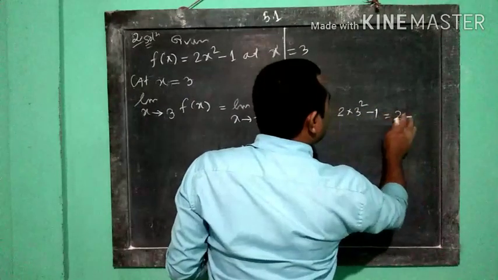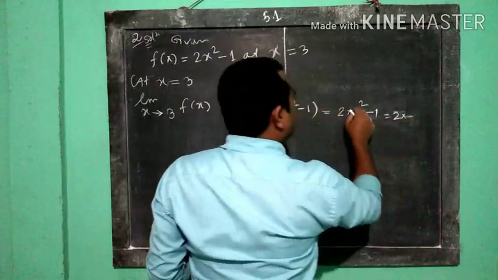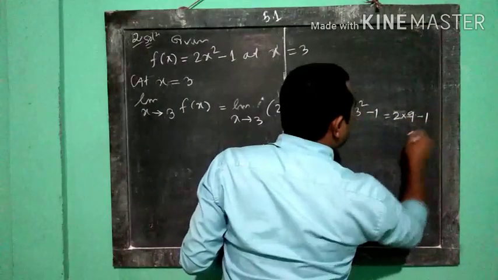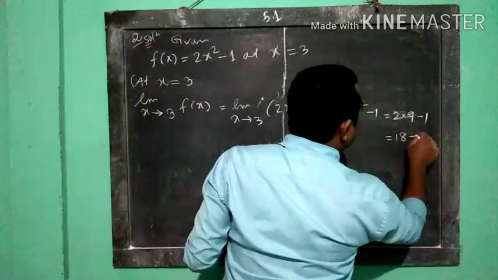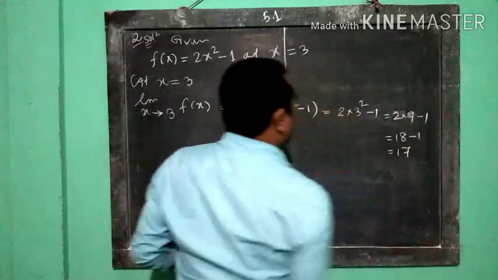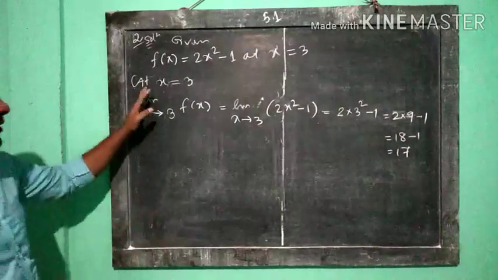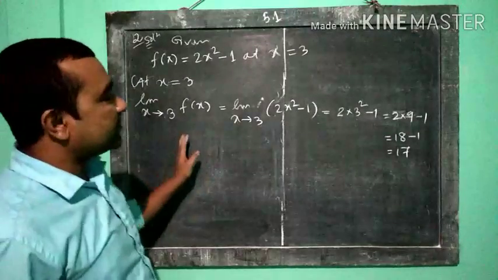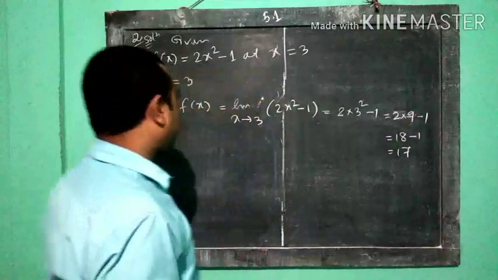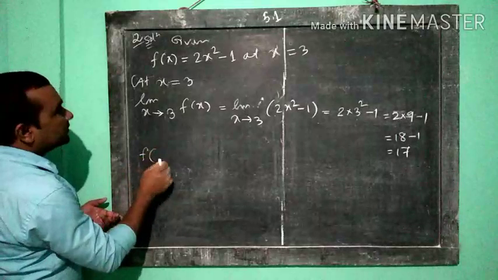2 into 9 − 1, which is equal to 18 − 1, equal to 17. So the value of limit x tends to 3, f(x) is equal to 17. Okay, so now we are going to find f(3).